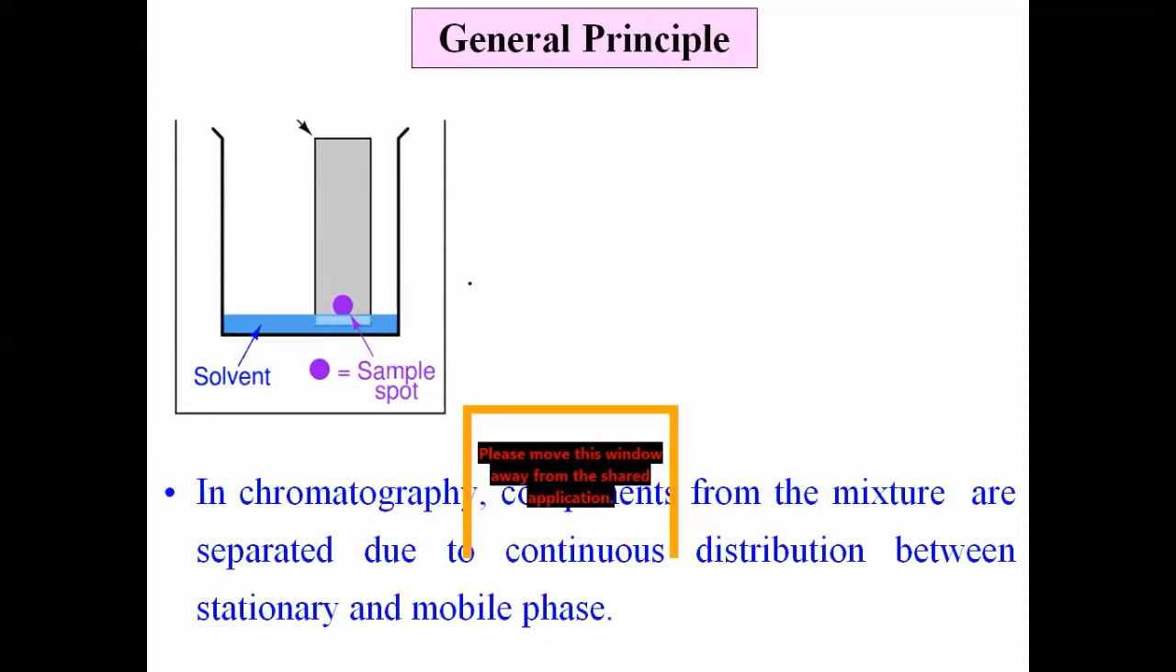Let me explain the diagram a little. Suppose this is a jar having organic solvent, and this is the filter paper strip. There is a sample which is just spotted on the filter paper. Now what happens when that filter paper strip is kept in the organic solvent? Yes, that organic solvent moves in upward direction.